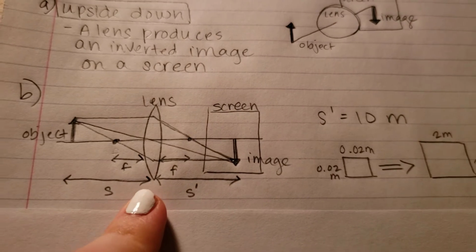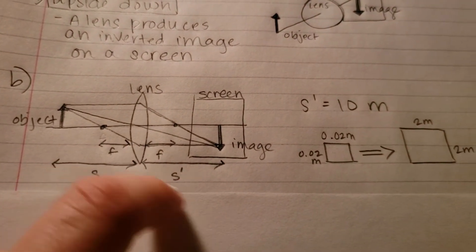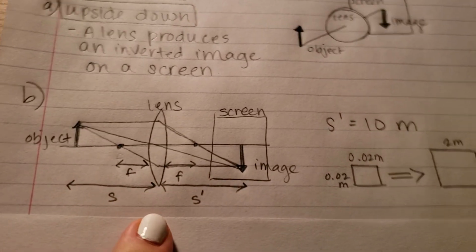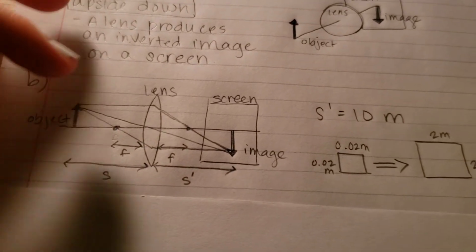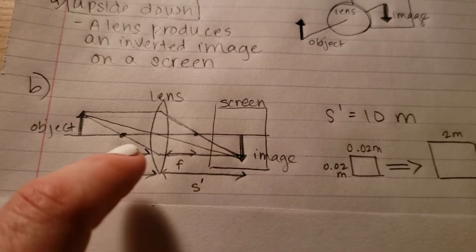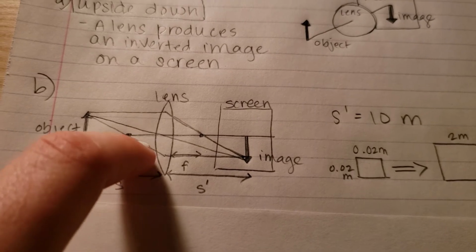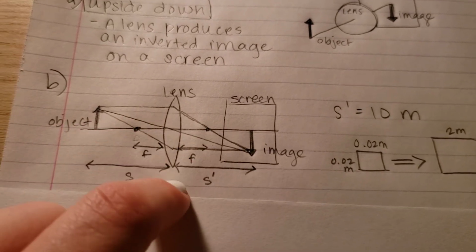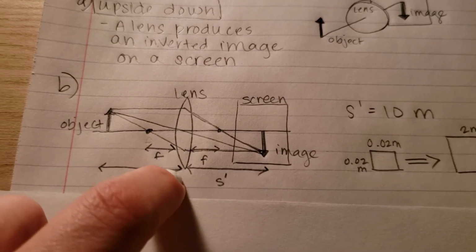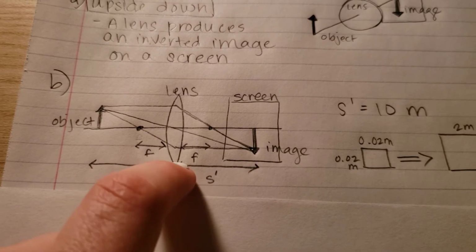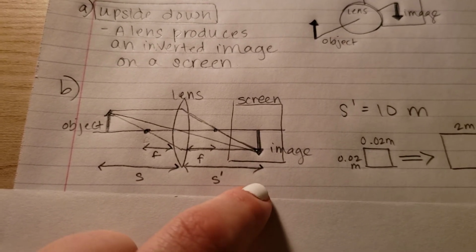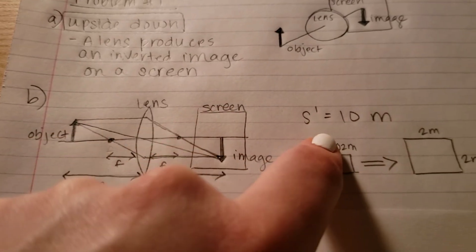I drew another figure here so we could see our variables. Just visualize it here. So we have our object again. Here's our lens, and here's our screen with our inverted image. F is going to be the distance to the focal points from the lens, and then our S is going to be the distance from the object to the lens, and then S prime is going to be from the lens to the screen.